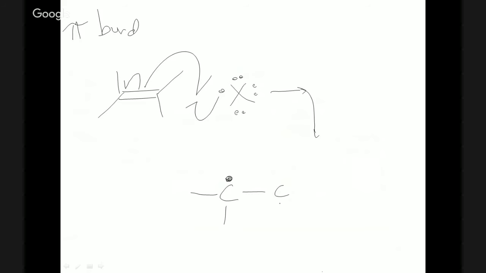Here's your radical. There's your X, the C-X bond. So what do you get? You get a new carbon radical, and you get a new C-X bond on the same molecule. So you're going to see a lot of similarities to the previous reactions we've seen, but some very important differences. Let's look at the first one, halogenation of alkanes.